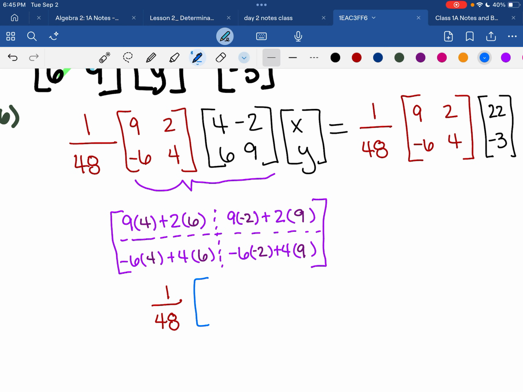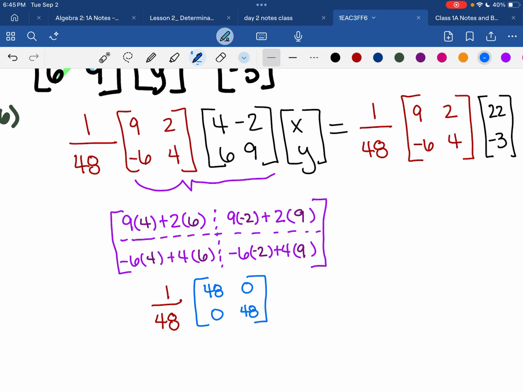So what I'm going to do is work through each part. 9 times 4 is 36, plus 12 is 48. 9 times -2 plus 2 times 9 is -18 plus 18, which is 0. -6 times 4 is -24, plus 4 times 6 is 24, which is also 0. -6 times -2 plus 4 times 9 is a positive 12 plus 36. So what I get is a 48, a 0, a 0, and a 48.